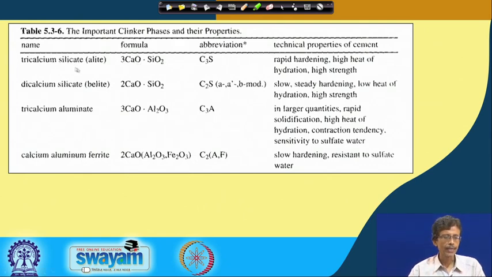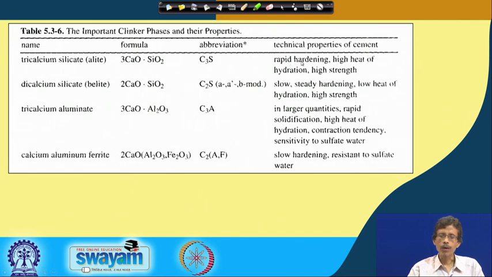Tricalcium silicate, its geological or mineral name, is alite. So, if you get the whole formula, it will be Ca3SiO5, that is, SiO2 plus 3 of these oxygens. So, Ca3SiO5 will be the chemical formula of your tricalcium silicate.